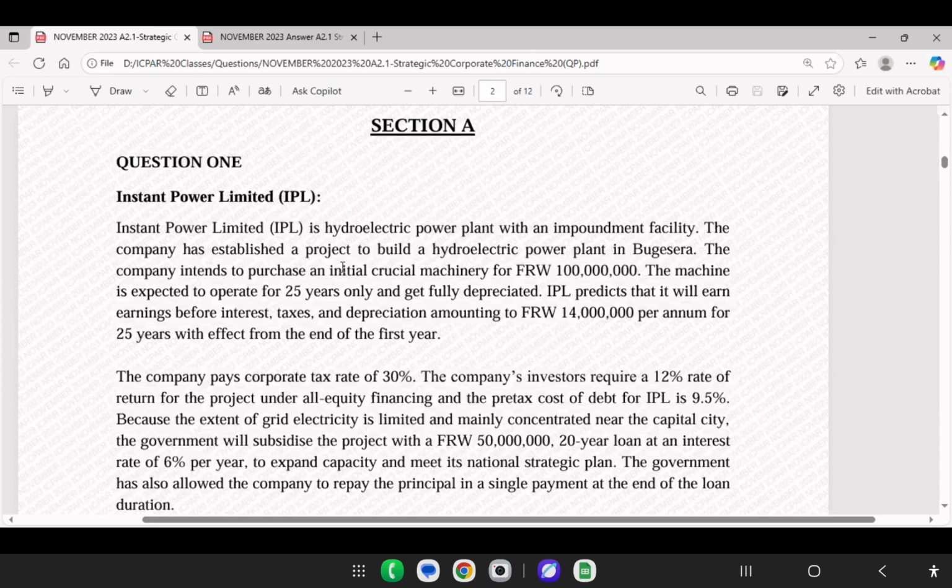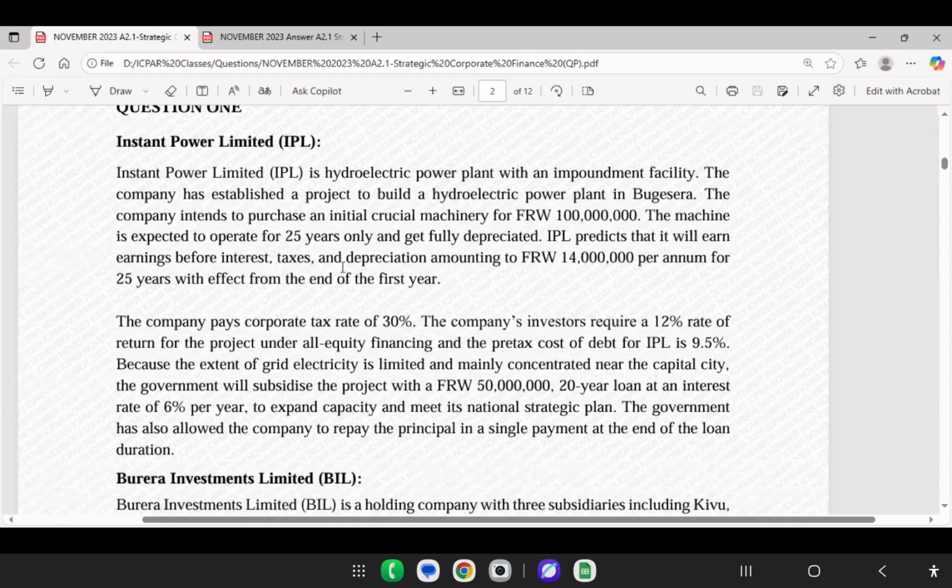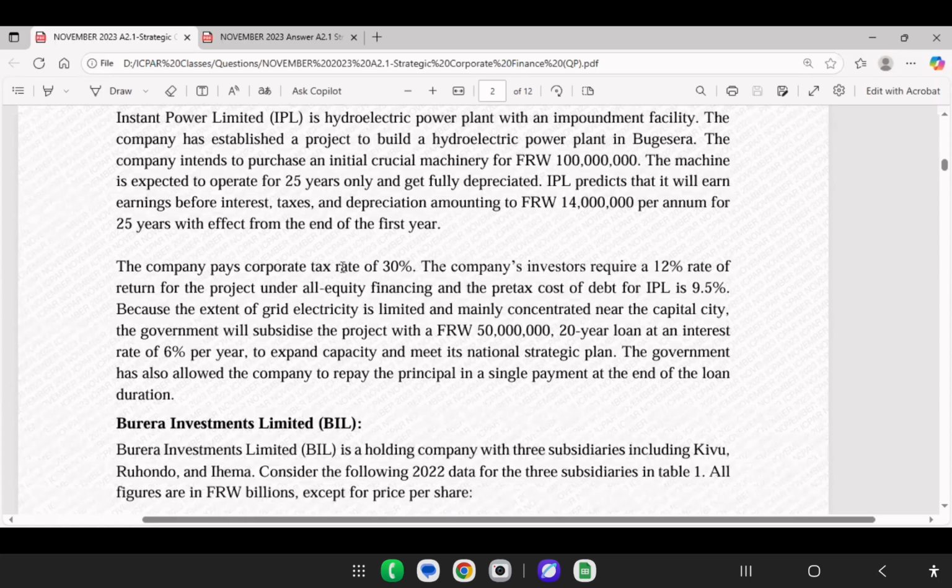To expand the capacity and meet its national strategic plan, the government has also allowed the company to repay the principal in a single payment at the end of the loan duration.